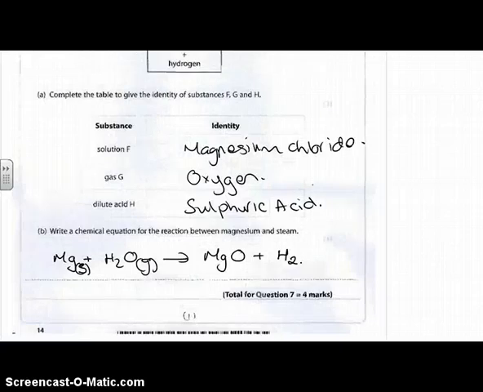Write a chemical equation for the reaction of magnesium and steam. So magnesium, which is solid, and water in the gaseous state, which is steam, will give you magnesium oxide, which is a solid, and will give you hydrogen gas.